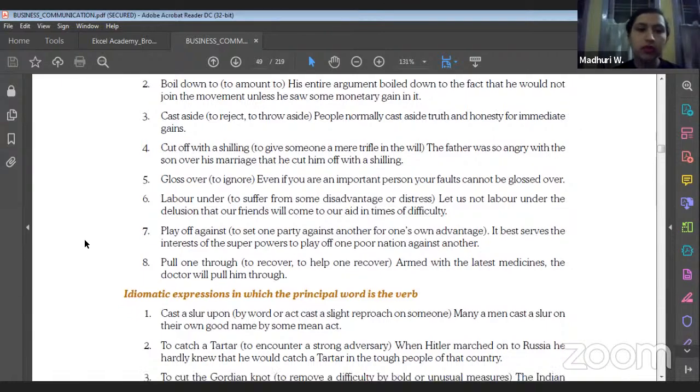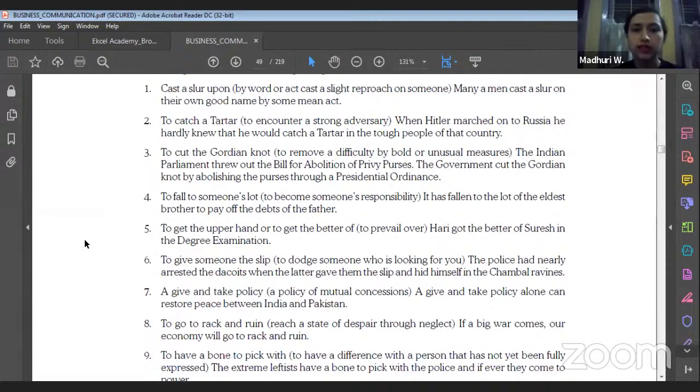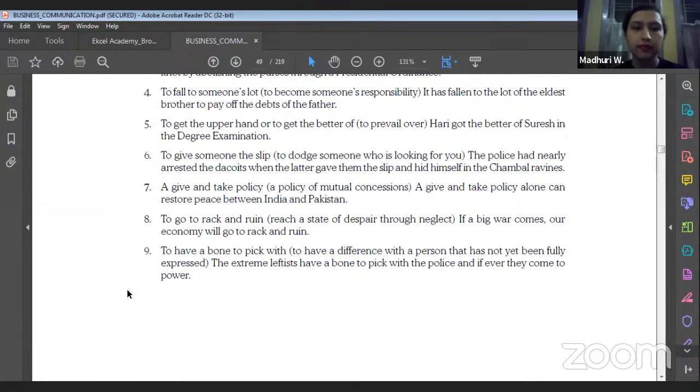So let's go through some of the idiomatic expressions. We can't do all because this definitely takes time, practice, and a lot of effort. So we'll try and do as many as we can before moving on to the next part. For example, if somebody says it's a give and take policy, what is a give and take policy? It's basically a policy of mutual concessions. If I say that I have a bone to pick with someone, basically it means to have a difference with that person that has not been fully expressed.